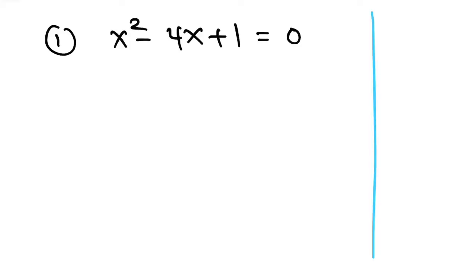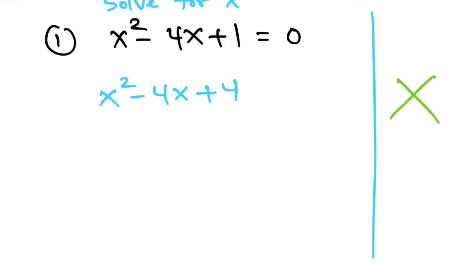Let's take a look at question number 1, x squared minus 4x plus 1 equal to 0. We want to solve for x. Before I solve this problem, let me go over this problem: x squared minus 4x plus 4. If someone gives you this problem and asks you to factor it, how would you factor it? I generally use the diamond method.